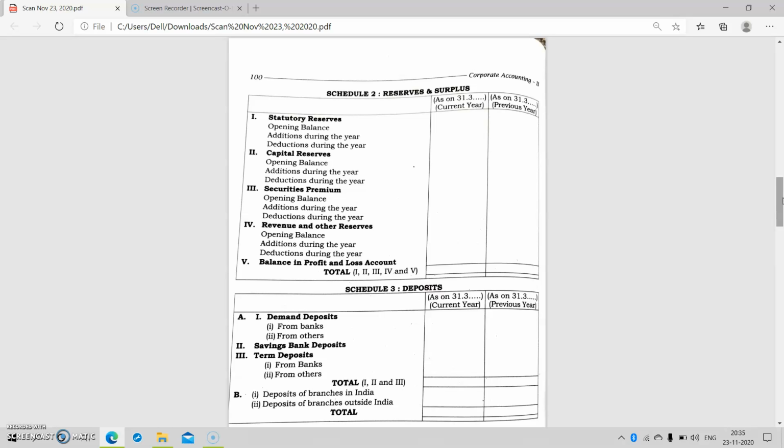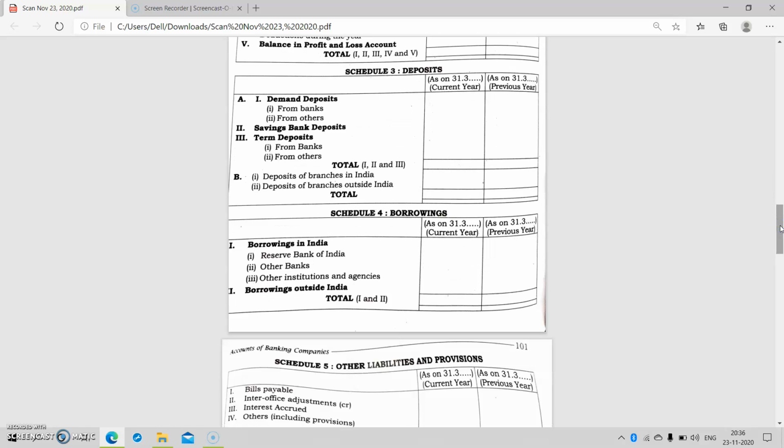Now, reserves and surplus, all types of reserves and surplus, that is, we have seen statutory reserves. For that you have opening balance, additions during the year, and deductions during the year. For all the reserves, this will be the common format. So of course statutory reserves will be there. Then the capital reserves, securities premium, revenue and other reserves, and balance in profit and loss account. For all the types of reserves, you have to first show the opening balance and later the additions during the year, and any deductions can be deducted from that, and you can show it under reserves and surplus, and you will take the total.